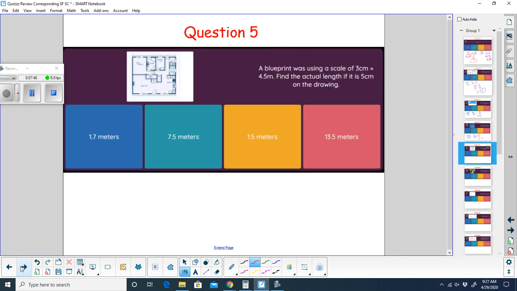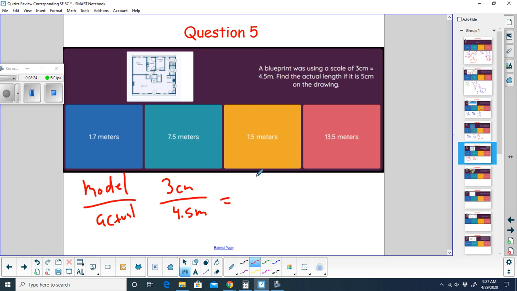Number 5, a blueprint was using a scale of 3 centimeters equals 4.5 meters. Find the actual length if it is 5 centimeters on the drawing. So our scale, model to actual, we know that 3 centimeters on the model goes with 4.5 meters in the actual world.